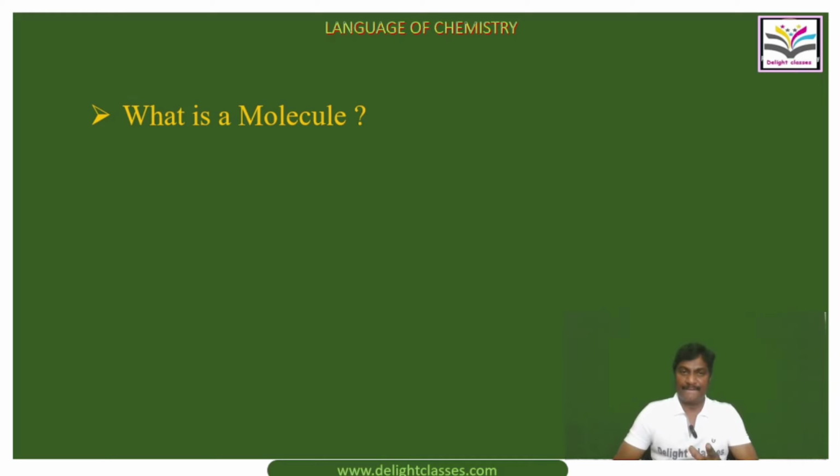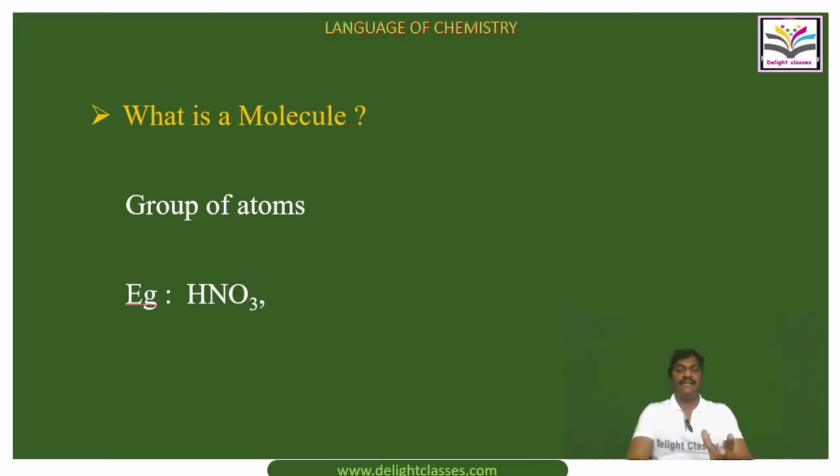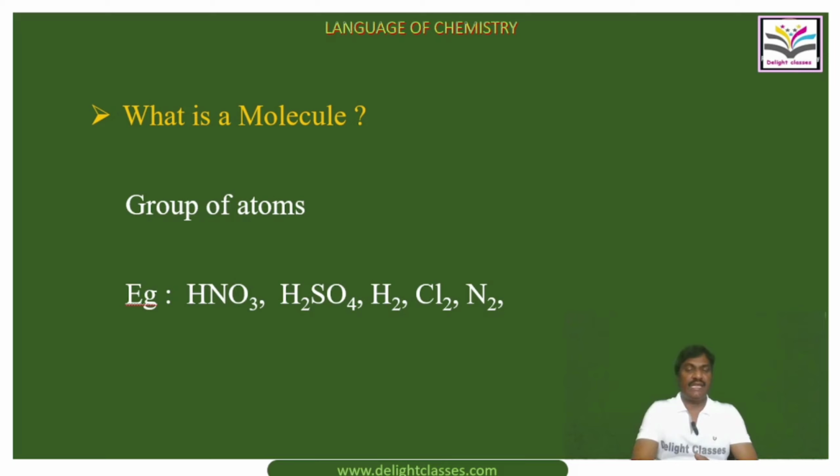A molecule is a group of atoms. Yes, you are correct. A molecule is a group of atoms. An example is HNO3. Atoms are grouped. Similarly, H2SO4, H2, Cl2, N2. Here atoms are grouped. A group of atoms is known as a molecule.